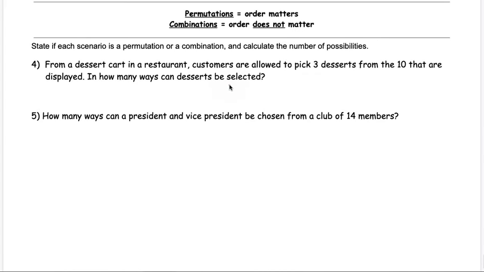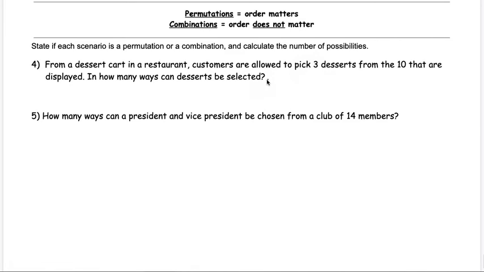However, this can't be a permutation because if you choose, say, an apple crumble, a peach cobbler, and an ice cream, that's the same as choosing an ice cream, a peach cobbler, and an apple crumble. Right? You're choosing food. There is no permutations here. You're choosing the same thing, and the order does not really matter in this case. So that's really the idea: decide whether order matters or order does not matter.